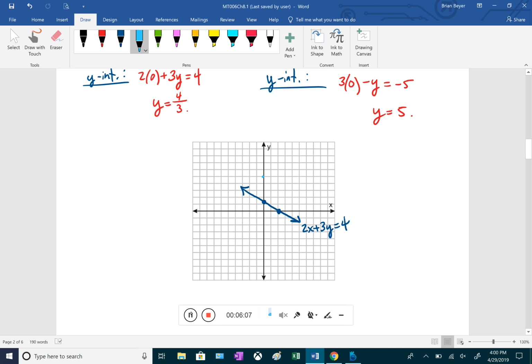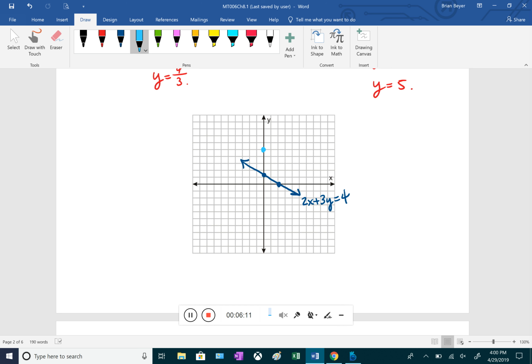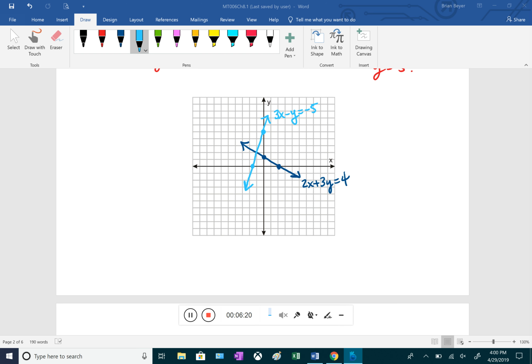So here is the y-intercept, and the x-intercept -5/3 is -1 2/3, so that'll be about right here. And then we connect them, and we will get that line for this one, and then we look at where they intersect for the solution. So they intersect right here, and it looks like this coordinate is the coordinate -1, 2.